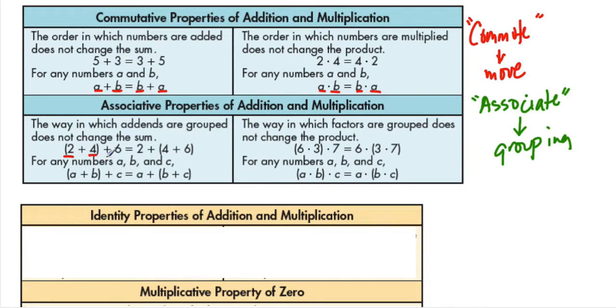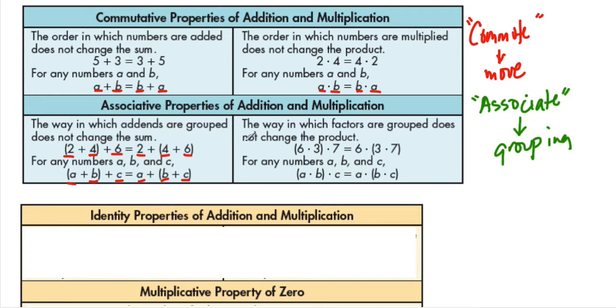2, 4, and 6. 2, 4, and 6. The order does not change. A, B, C, A, B, C. The order does not change. The only thing that changes is the location of your parentheses.